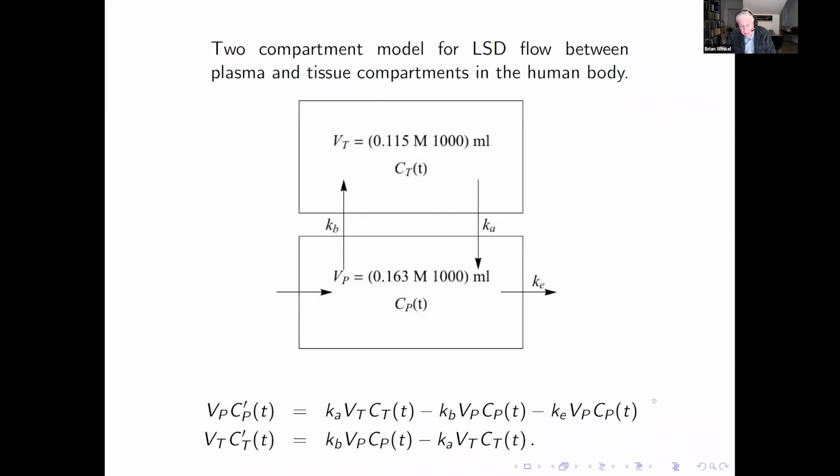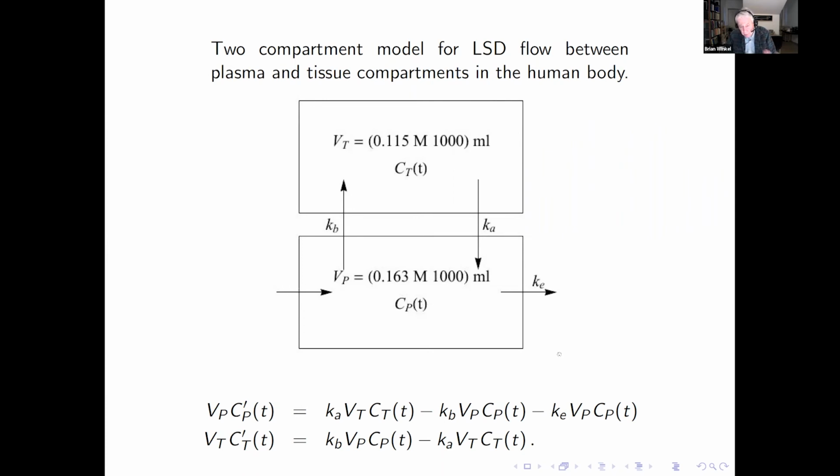And we build a two-compartment model where we have the rate of change in the plasma and the rate of change in the tissues. And these all depend upon volume times concentration. You always have to be careful on what you're doing, whether you're doing volume or concentration or mass, and make sure your units are right.